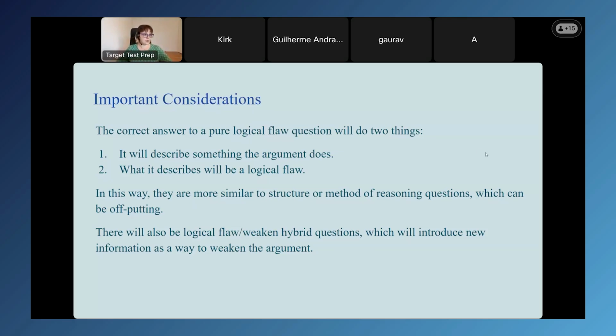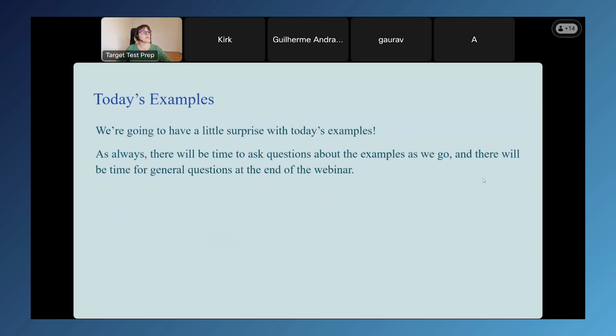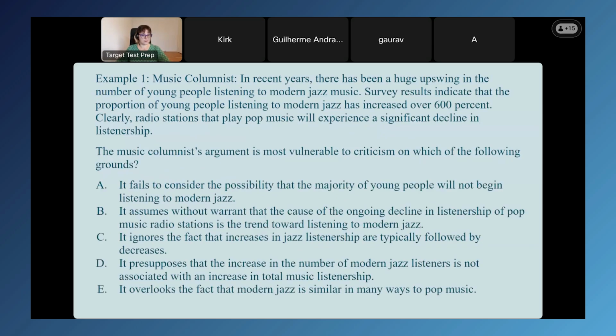We are going to work through a few examples. Oh, and there is a little surprise with today's examples. So just prepare yourself, but there will be time for questions at the end. If you have general questions, hang in there for that. If you have specific questions about the examples, ask as we go. Here is our first one, and I'm going to open the poll.